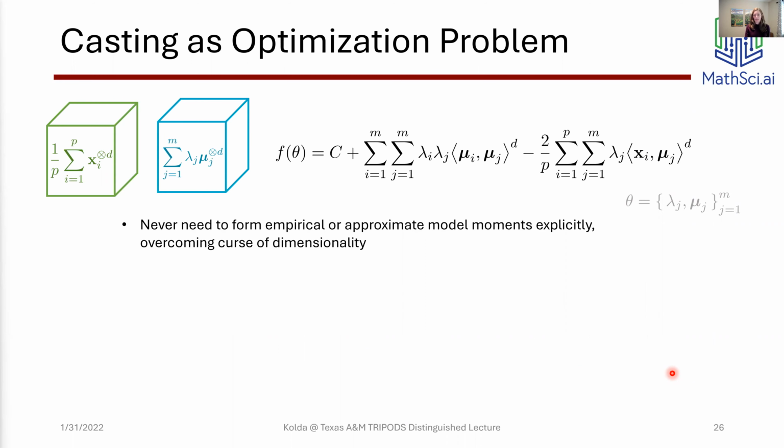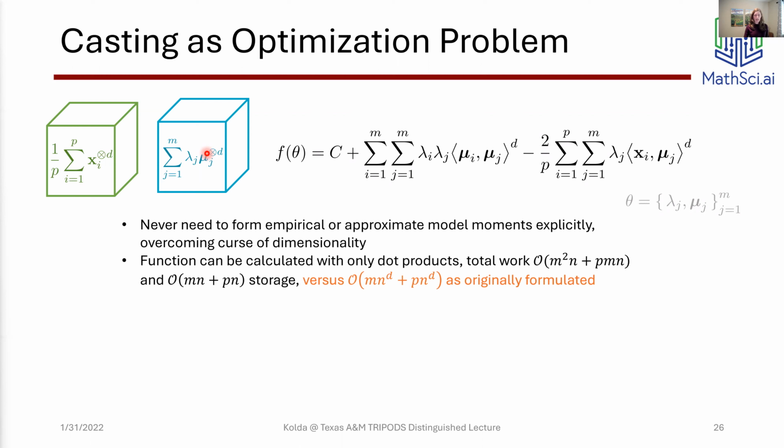We never need to form either the empirical moment tensor or the approximate model moment tensor. So we overcome the curse of dimensionality. If we had done it the original way, we would have to do n to the d work times various other parameters and n to the d storage. We have reduced it to just m squared n plus pmn work, and then mn and pn storage. This is much lower. In particular, there's no term that's of the form n to the d. So that does not appear. So we are reducing it to just dot products.